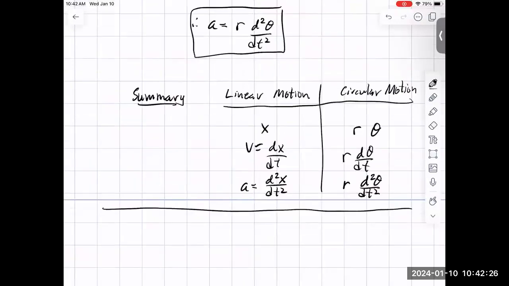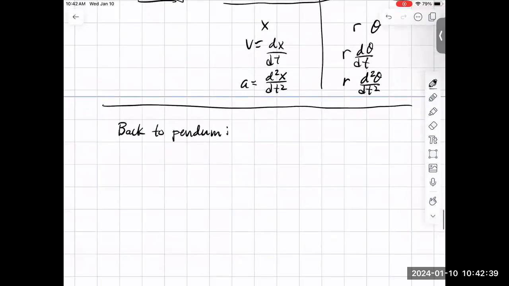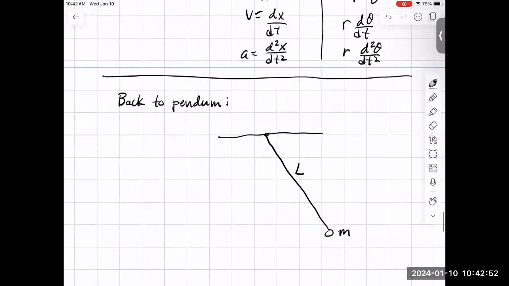Now what I want to do is go back to our pendulum problem. Okay, so let me draw the pendulum again. There was a ceiling, there was a string of length L, and then there was a little mass on it. And our little mass is undergoing circular motion.